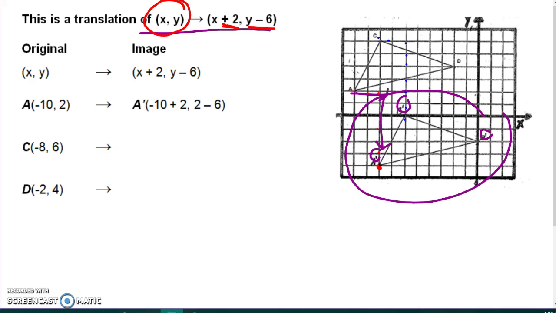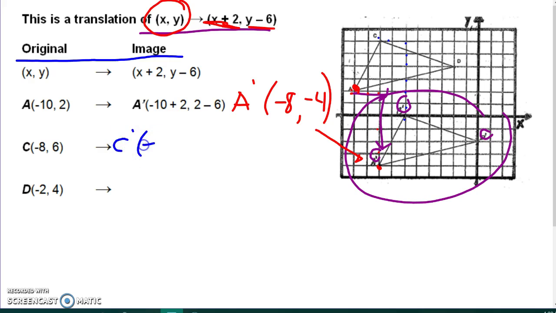So over here, it asks us to find the coordinates of the image. So for A, notice that initially A was at -10, 2, and then by the translation, the new coordinates are going to be -10 plus 2, so the x plus 2, and 2 minus 6. So that means that A' coordinates are now -8, -4, which I can confirm by looking at the graph. Okay, so let's do the same now for C'.